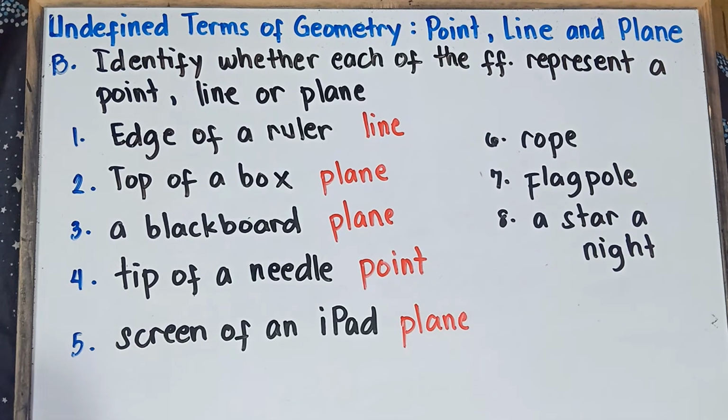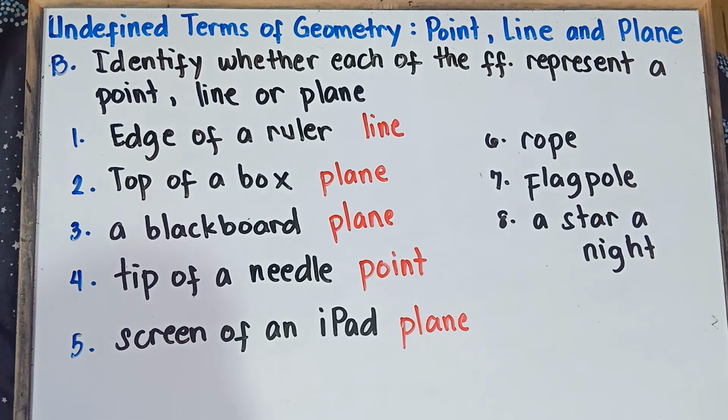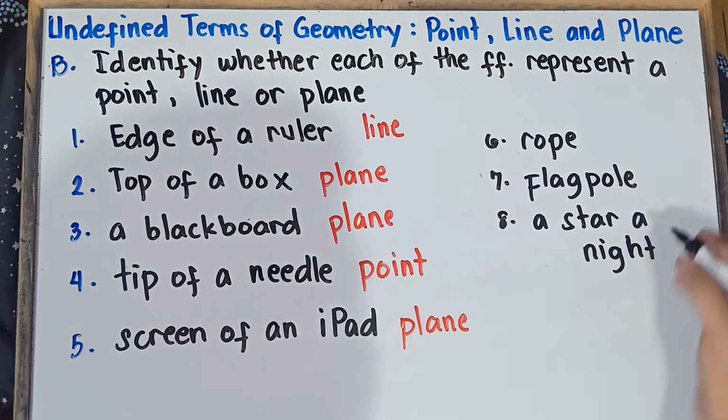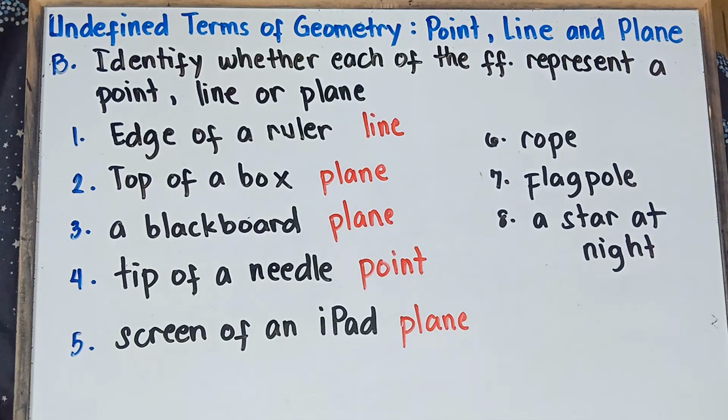Alright, and then you try this one, class. Number 6, rope. Number 7, flagpole. And then number 8, a star at night. So you try these and then put your answers in the comment section down below. Let me check, class, if you really understand our topic.